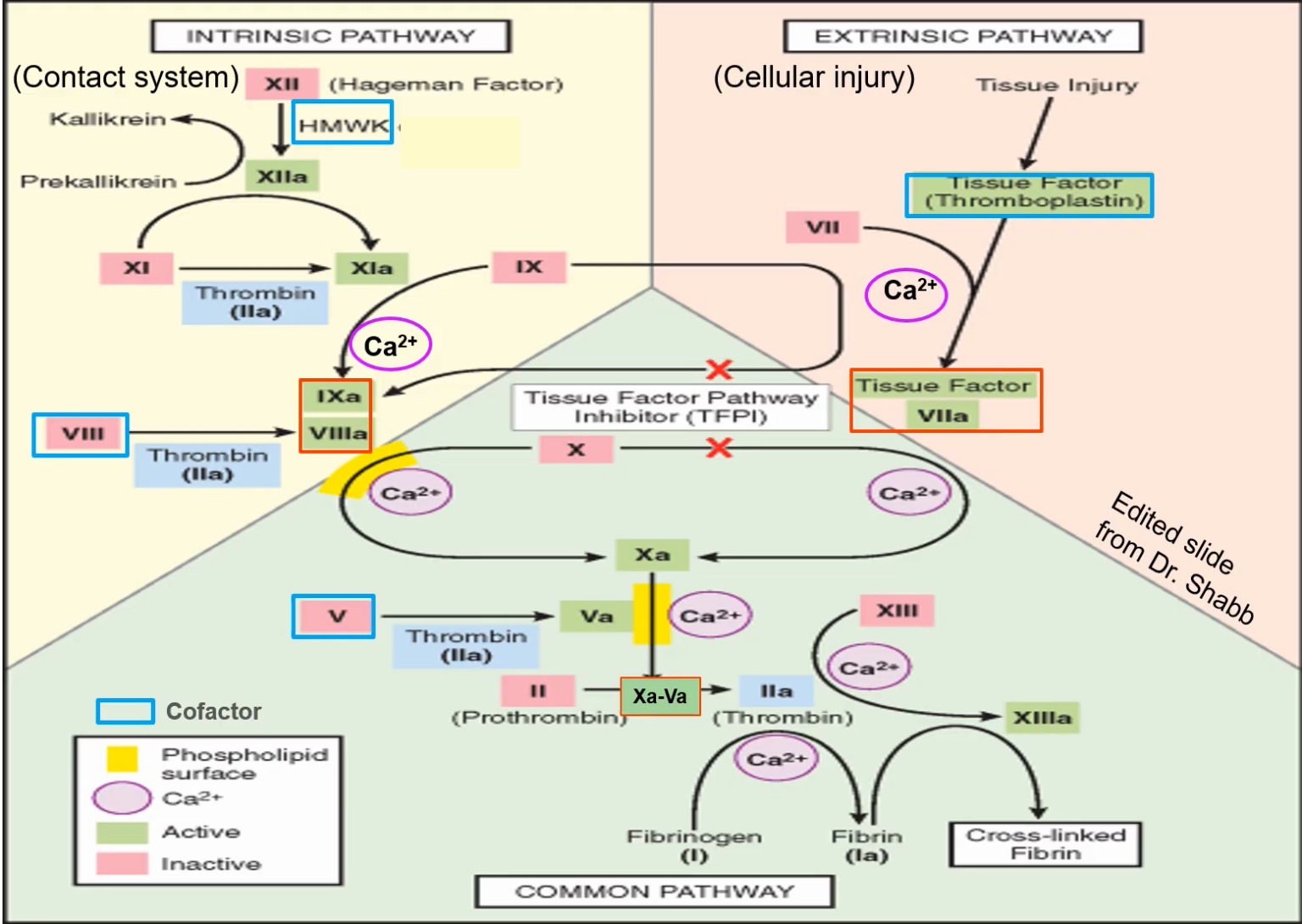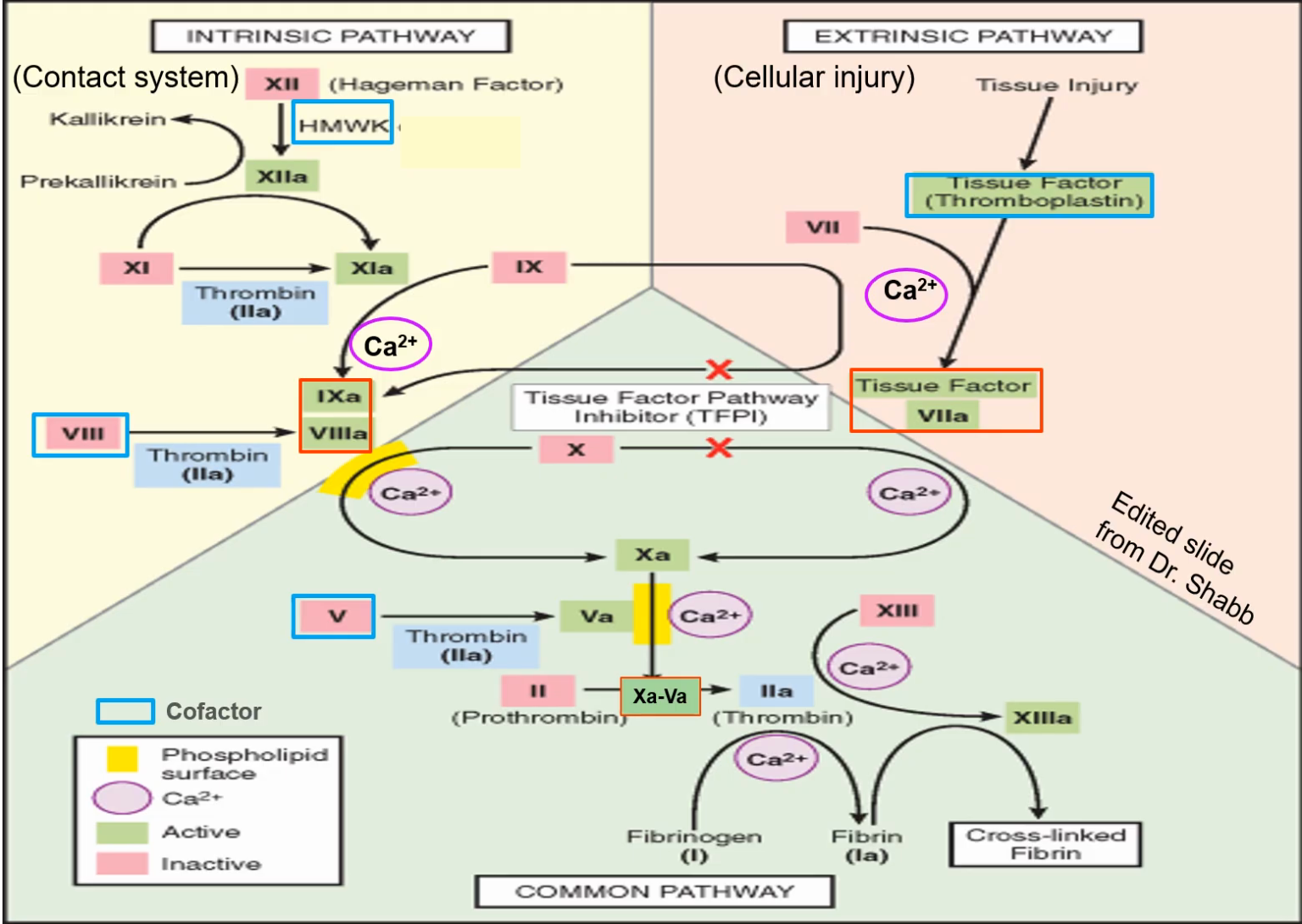The first thing I want to point out is that really this differentiation between the extrinsic and the intrinsic pathway is not perfect, as there is definitely some overlap. And you can see here this overlap with factor 9. For instance, factor 9 in the intrinsic pathway is activated into factor 9A via factor 11A intrinsically, and then it binds to factor 8A, whereas in the extrinsic pathway, the tissue factor 7A complex activates also factor 9 into 9A. So you definitely have overlap.